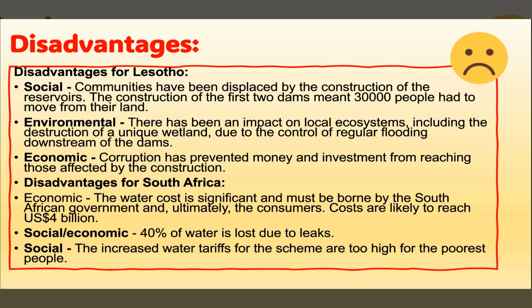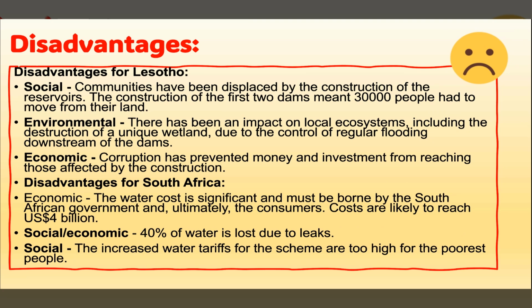Your disadvantages for Lesotho is communities had to be displaced. So 30,000 people had to move. Some of those were indigenous. They'd lived on that land for a long period of time. It was their way of life. Environmentally, regular flooding, which helps to control the downstream of the dams, but then obviously the destruction of the unique wetland. And corruption has prevented the money and investment from reaching those affected by the construction. So those 30,000 people that got displaced got promised money, and that never happened due to corruption.